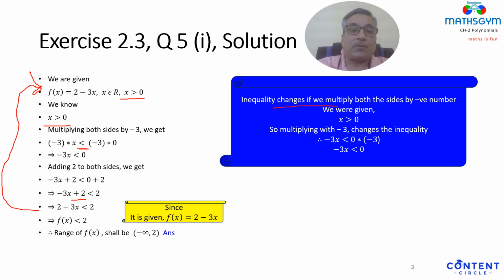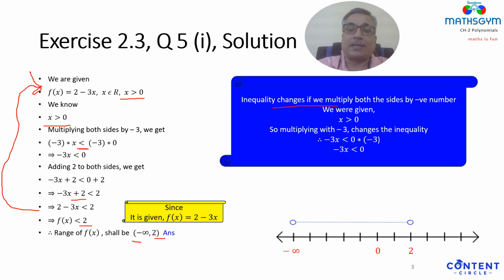Now, the range of f(x) shall be (−infinity, 2), and the interval is open. Smaller than 2, so the interval is open, and in an open interval, we have a simple bracket. Similarly, because it is smaller than 2, it can go up to negative infinity, and we know that infinity is always kept with an open interval. If you want to take a look on the number line, how is it depicted? So this is how you are going to depict it, and you know that these empty circles tell that these particular are open intervals.